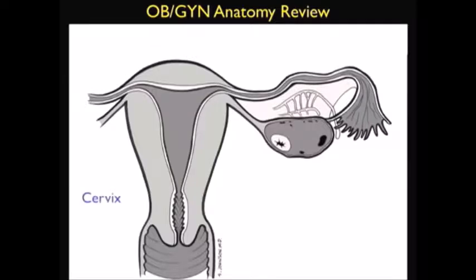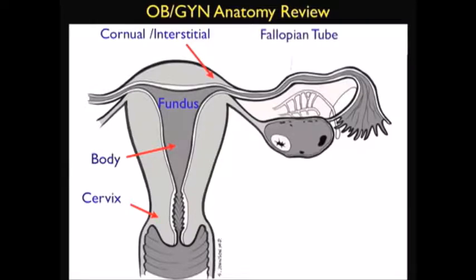Here's an illustration going over a quick review of the OBGYN anatomy. Here we see the uterus to the left and the adnexa to the right. Recall the areas of the uterus as seen to the left, the lower cervix, the intermediate body, and the upper fundal region. Now we define an intrauterine pregnancy as being located within the fundal region of the uterus.